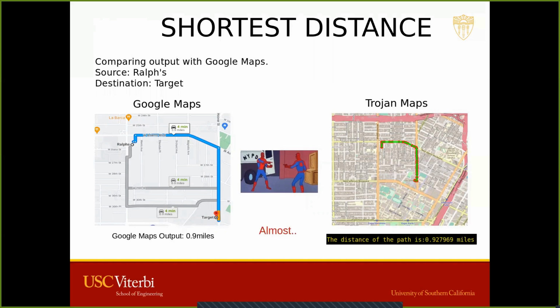So here we compare the Google Maps output with the Trojan map output for the shortest distance. We can see that both maps output the same shortest path, and the distance output is also 0.9 miles.